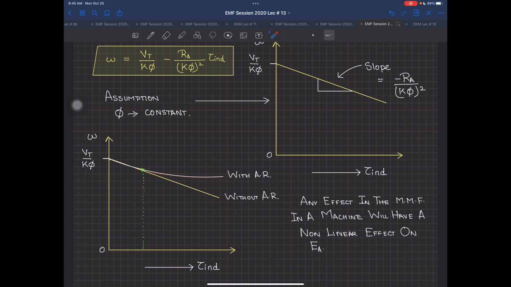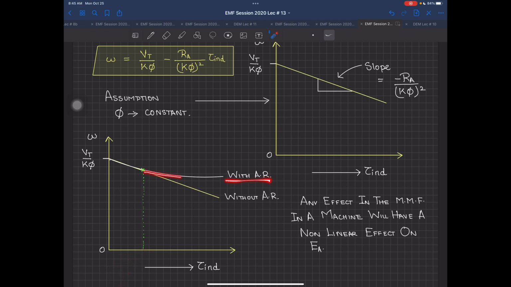So just read this term. Any effect in the MMF in a machine will have a non-linear effect on EA. This is very much important. What this means is that if there is any effect in the magnetomotive force of your machine, there is going to be a non-linear effect. Why? Because we assume that this curve was plotted with phi constant. But what happens after this point, the torque corresponding to this one, your Ia is so much that at this point, your armature reaction is now taking place.